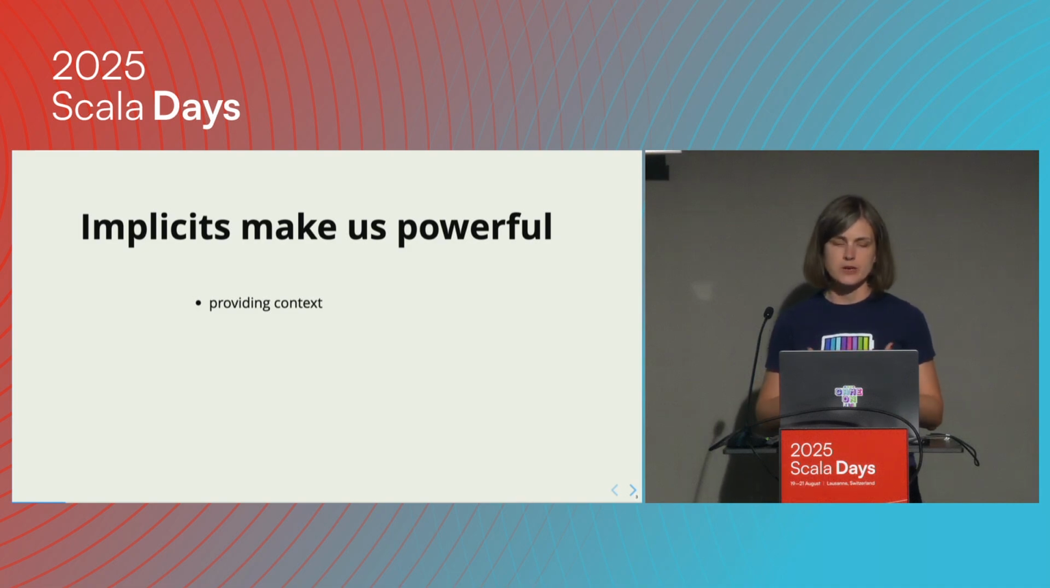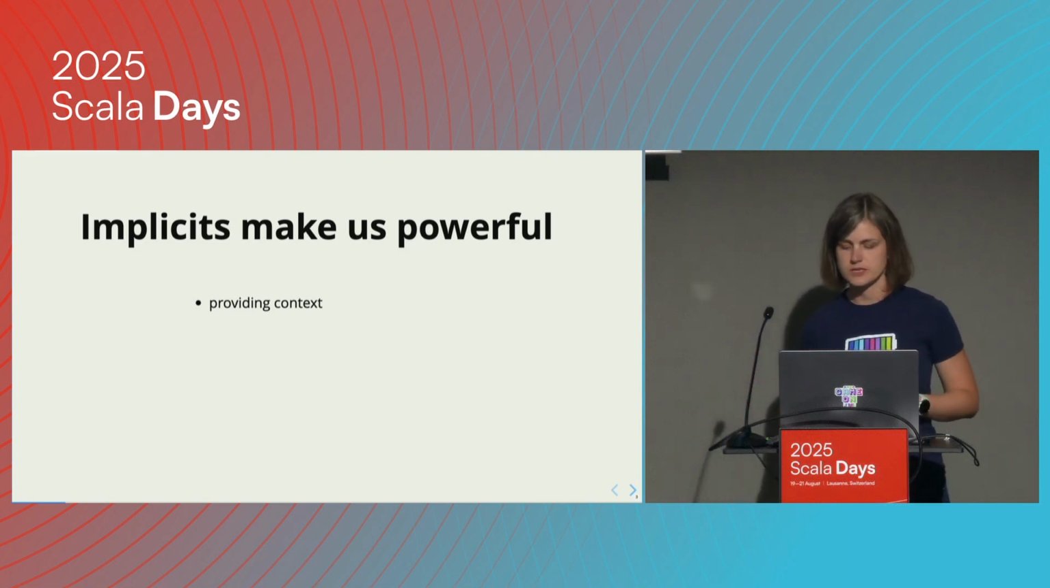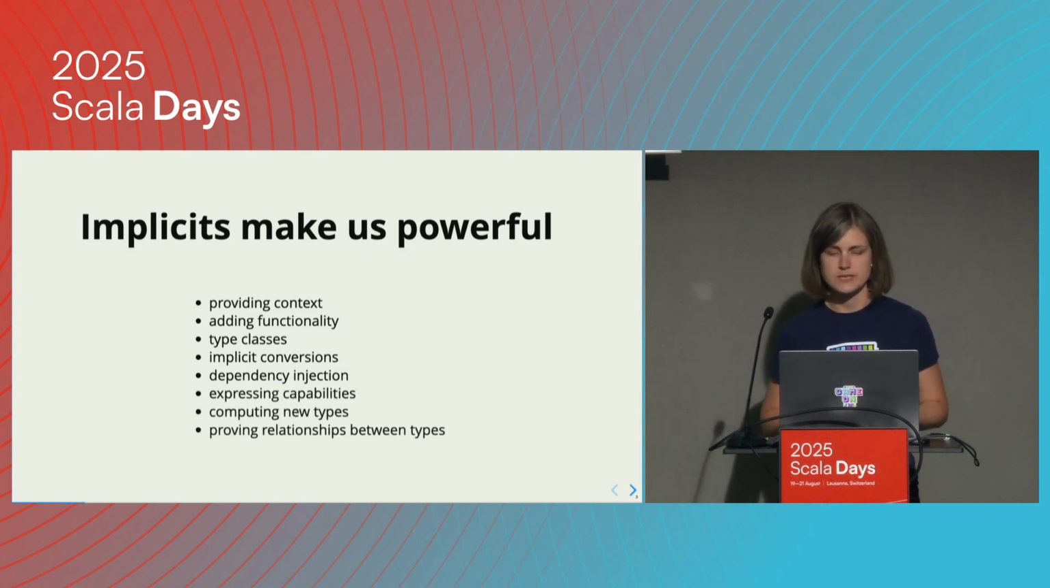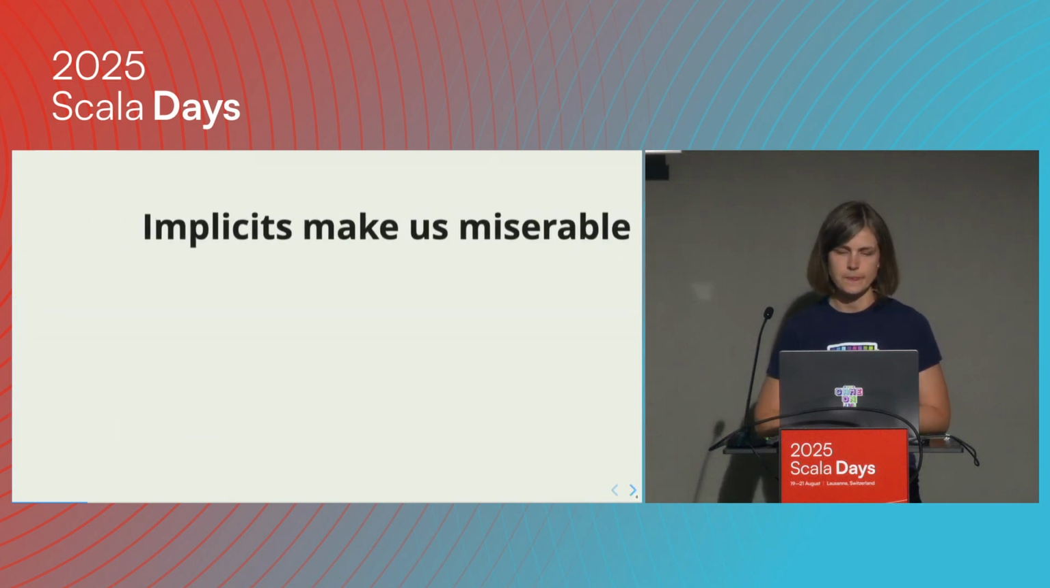But the implicit keyword, apart from providing context, is also used in Scala to achieve various different or a little bit similar but different things. And that's also adding functionality to your types, defining type classes, which in itself are an important language feature, providing implicit conversions between the types, specifying dependency injection, expressing capabilities, computing new types, and proving to your compiler some relationship between the types. So for all that, we had the implicit keyword in Scala 2.